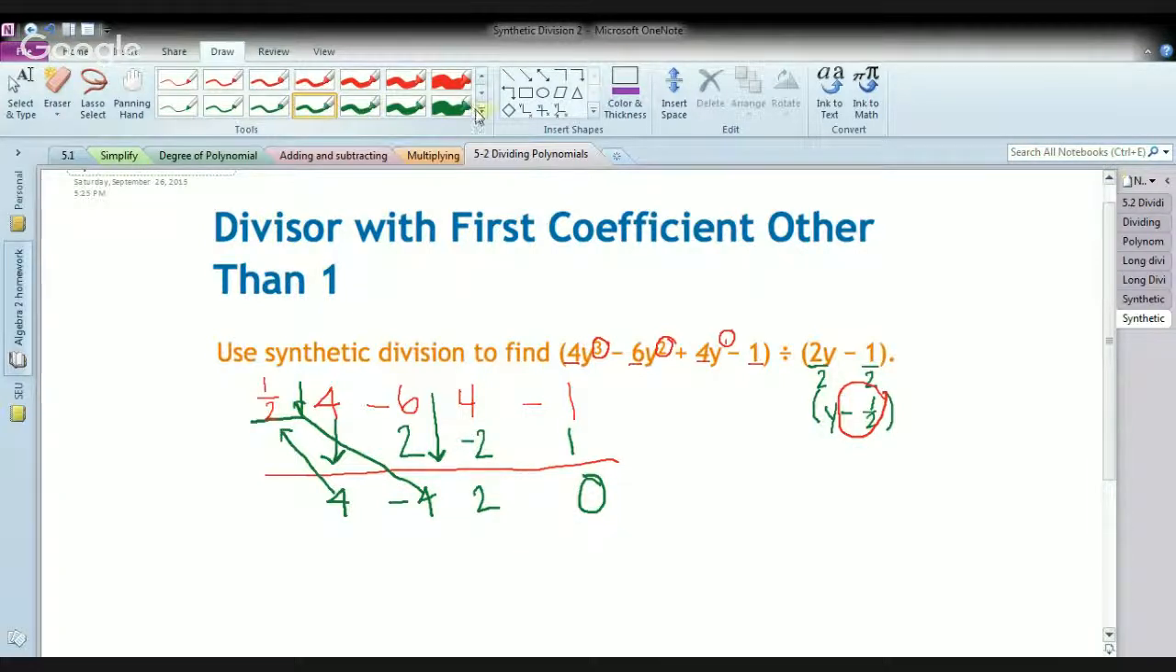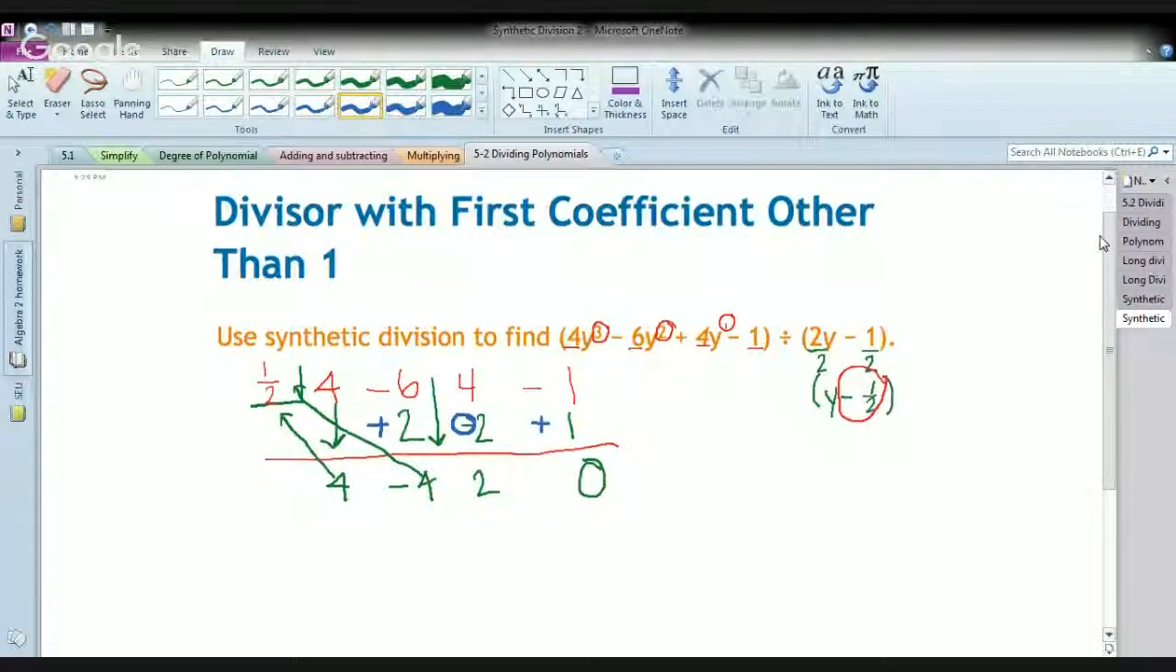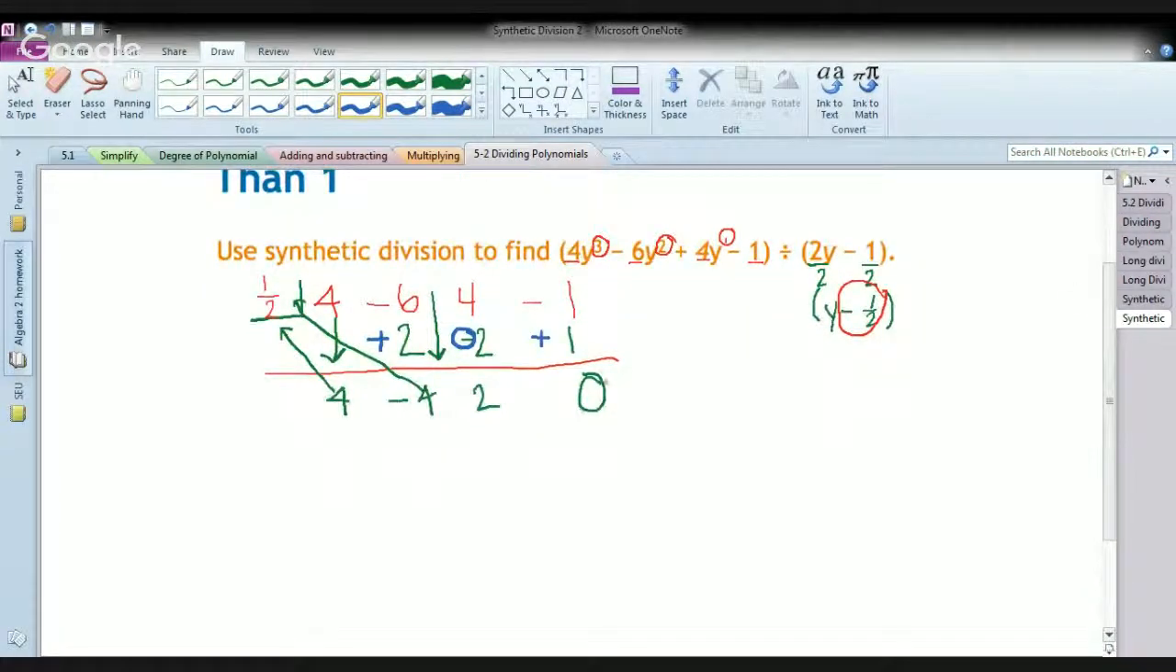Now, if you're wondering, how do I know if I'm adding or subtracting? Well, you just look at the number. So if your number is positive, we're adding. If it's negative, we're subtracting. That's how you know if you need to add or subtract. So because we have a 0, again, we have no remainder. My highest degree was 3, so when I rewrite my answer, my highest degree is going to be to the second power. So it's going to be 4y to the second power minus 4y plus 2. And that would be our final answer.